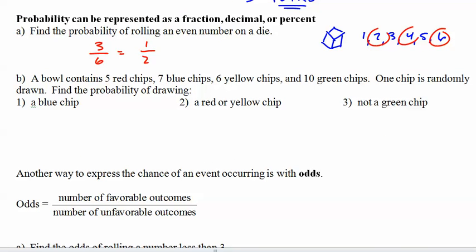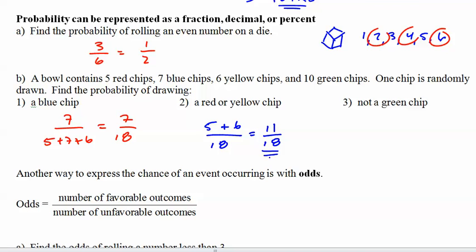Now I give you the classic, marbles in a bag or chips. Probability of drawing a blue chip is 7 out of 5 plus 7 plus 6, 7 out of 18. Red or yellow means 5 plus 6 out of 18. I have 11 out of 18 chance. If I pick 18 times, put them back in each time, I should get about 11 times I get a red or a yellow. And in statistics, probability isn't perfect, but it can be pretty good.